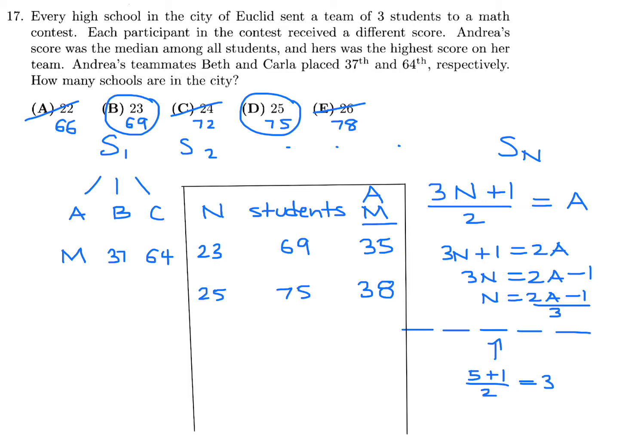Well, which one is it? Here's the line that tells you: Andrea had the highest score on her team. So that means she must have been between these two. If she's the highest, then she must have placed 35th, because the other two placed 37th and 64th, which is obviously lower. So this is the only way this can work, and therefore n is 23. So the answer, number 17, is B.